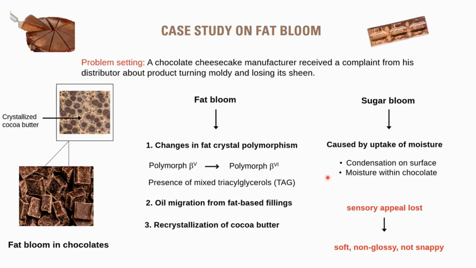So how can we differentiate between the two types of bloom if both yield chocolate that has lost its shine? One way to differentiate between the two types of bloom is by rubbing the product. If the streaks disappear, it is most likely fat bloom, but this is only in the initial stages of fat bloom. Once it's advanced, you can't make the streak go away. And if the streaks are grainy, it is most likely sugar bloom.